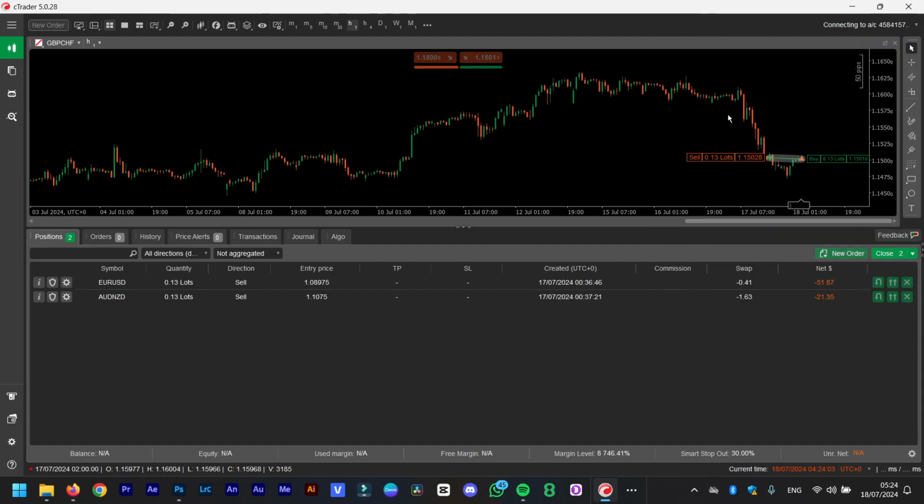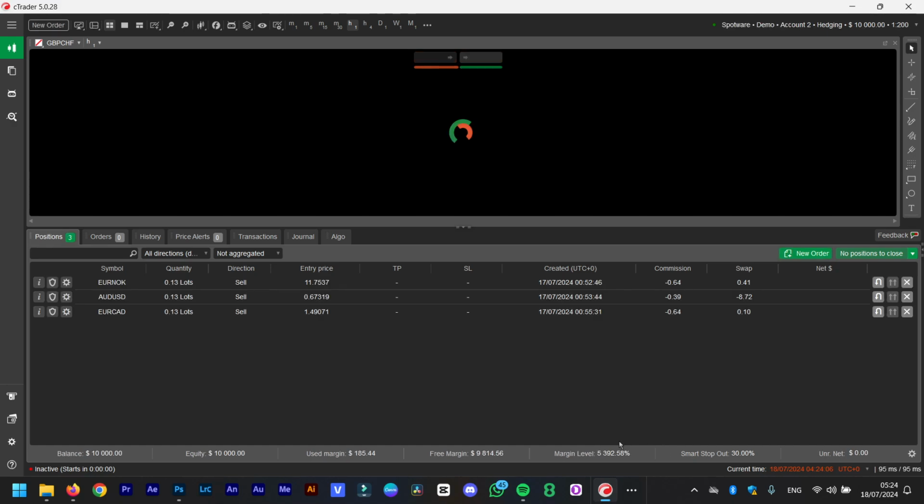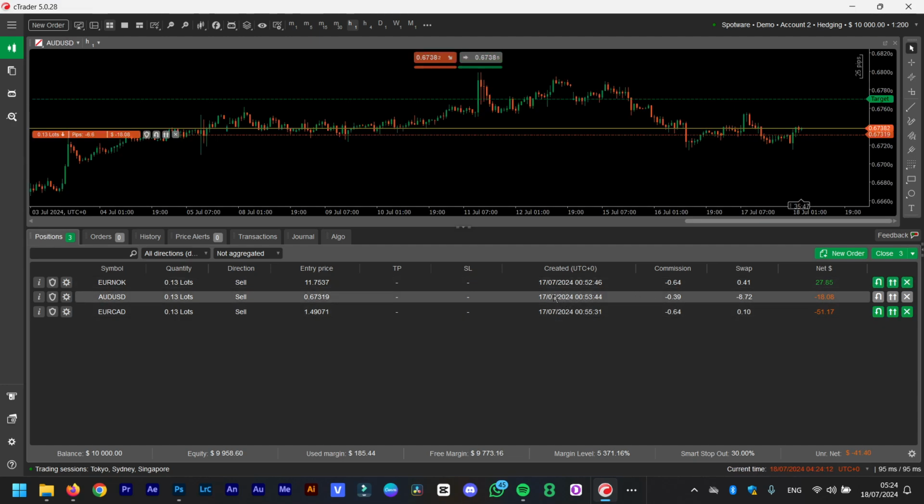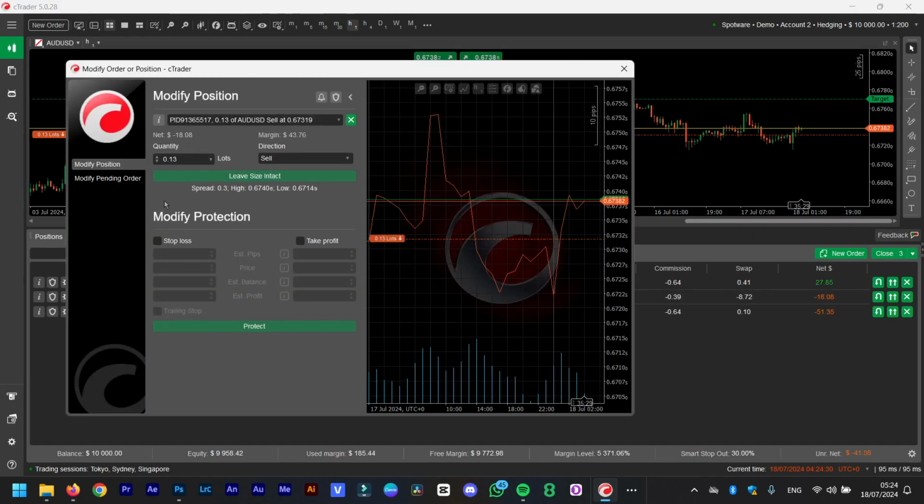Account number 2, 5,000%, which is good as well. And you see that one? AUD USD is paying $8 of swaps every day. I might even decrease that one though. That one's too much. I think that one's way too much. Let me decrease that.